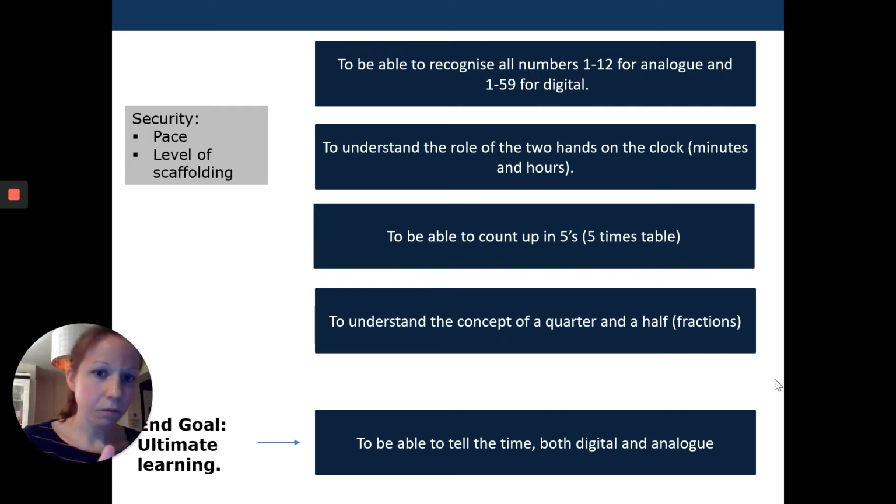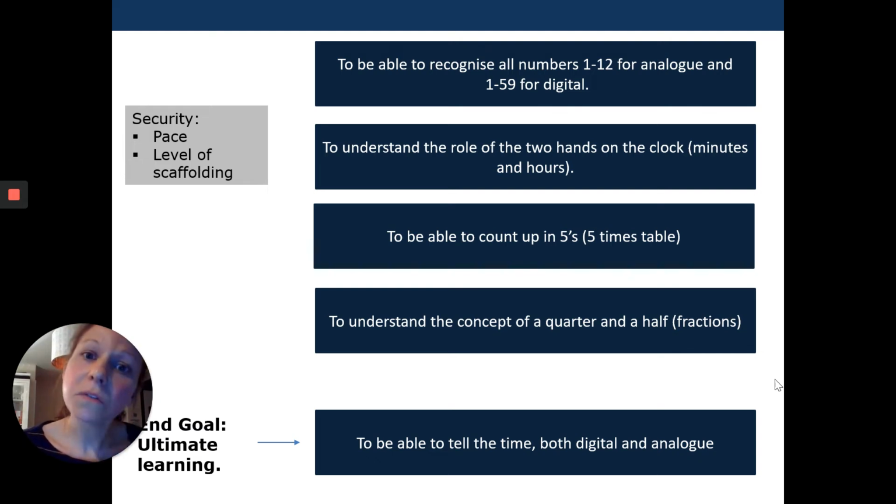then we need to identify all of the steps that are going to allow them to get there, that they have to be really secure in before they're anywhere close or anywhere ready. So actually, if you take it right down to a young child who might be embarking on this journey, they have to be able to recognise all the numbers between 1 and 12 for analog, but all the way up to 59 if they're looking at a digital clock. So can they recognise the numbers? Do they know what a 6 looks like? And unless they're really secure in that, there is no point ploughing on.